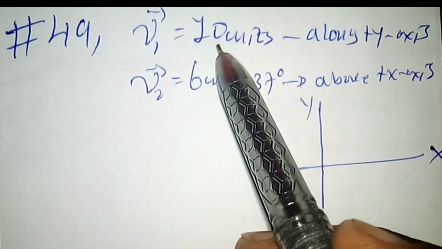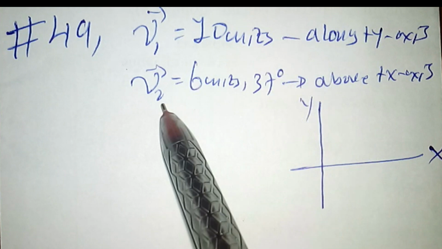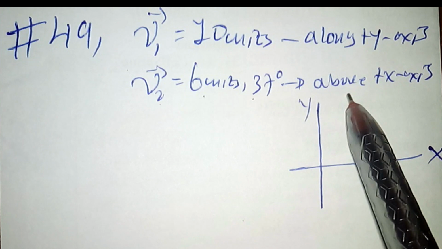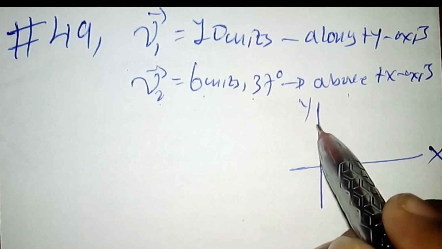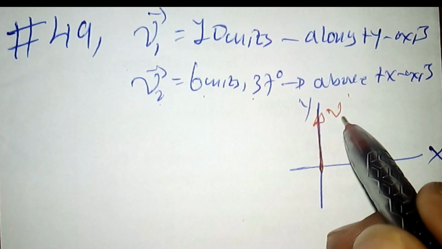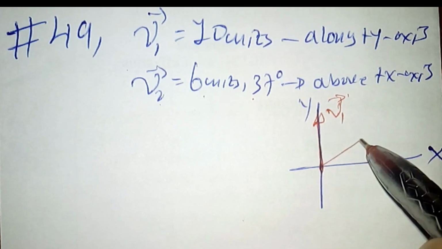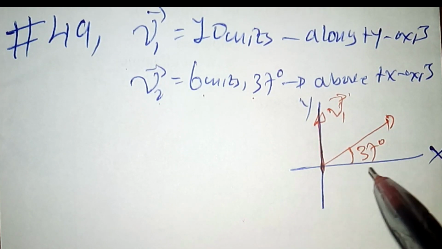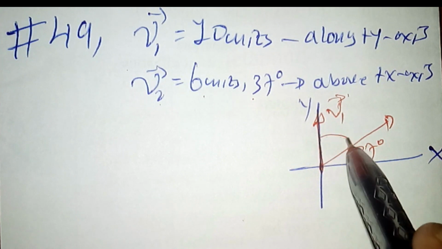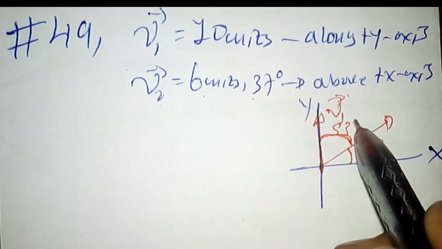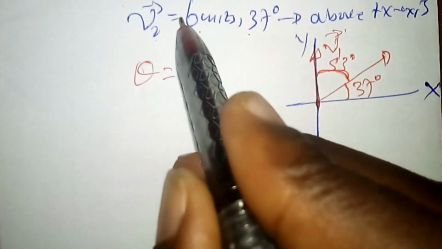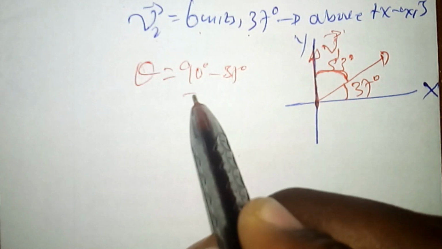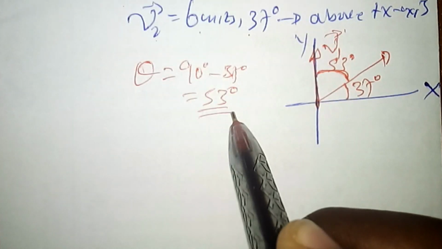Two vectors: v1 is 10 units along the positive y-axis and v2 is 6 units at an angle of 37 degrees above the positive x-axis. So if we draw it, v1 is along the positive y-axis, 10 units, and v2 is 6 units at 37 degrees above the positive x-axis. Exactly, we can see that the angle between the vectors, theta, is 53 degrees. That means the angle between v1 and v2 is 90 degrees minus 37 degrees, which is exactly 53 degrees.